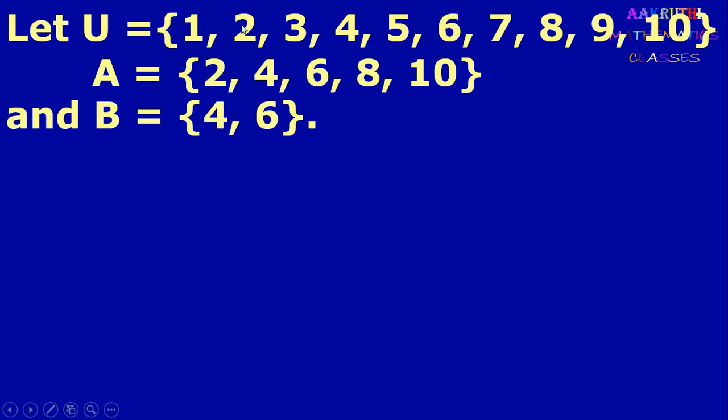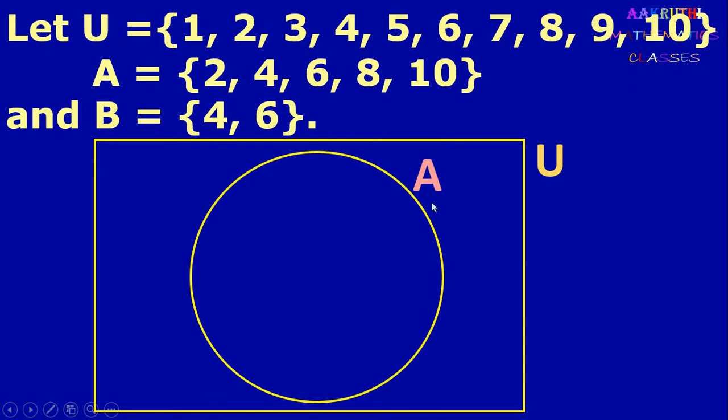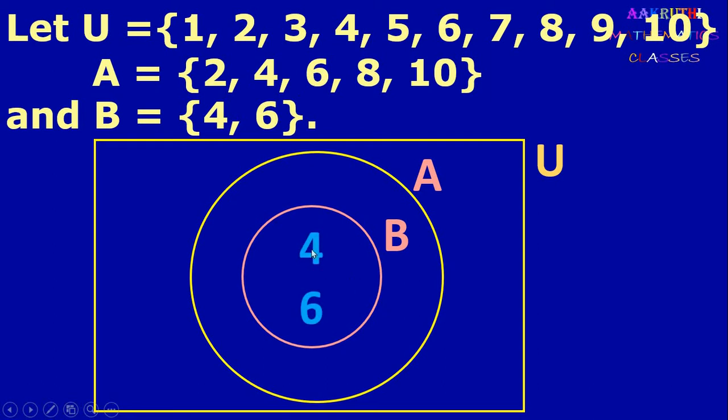Now to write this set in a Venn diagram, we first draw one rectangle to represent the universal set, then set A, then set B. Here B is a subset of A, therefore we write B inside A. Now first we write the common elements. Here the common elements are 4 and 6, elements of B. Then the remaining elements other than 4 and 6 are 2, 8 and 10, outside B but inside A. These are the elements of set A: 2, 8, 10, 4, 6.